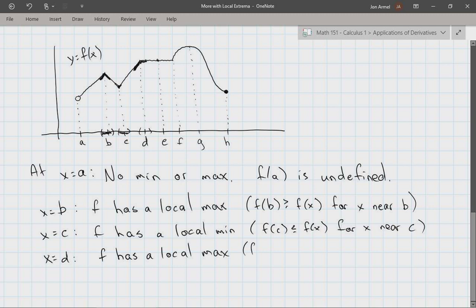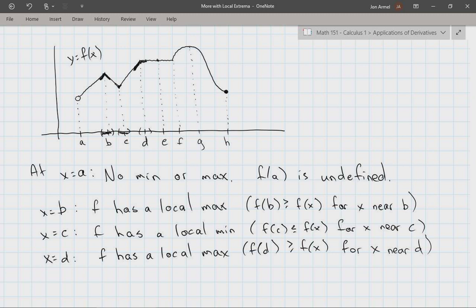Why? Well, if we look at f of d, for the x's on the left of x equals d, f of d is greater than f of x, right? And if we look to the right of x equals d, f of d is equal to f of x for those x's. So it is greater than or equal to for the x near d. So that's a local max. Yes, it really is. It looks weird because of that stuff on the right, but that actually counts as a local max. What about x equals e?